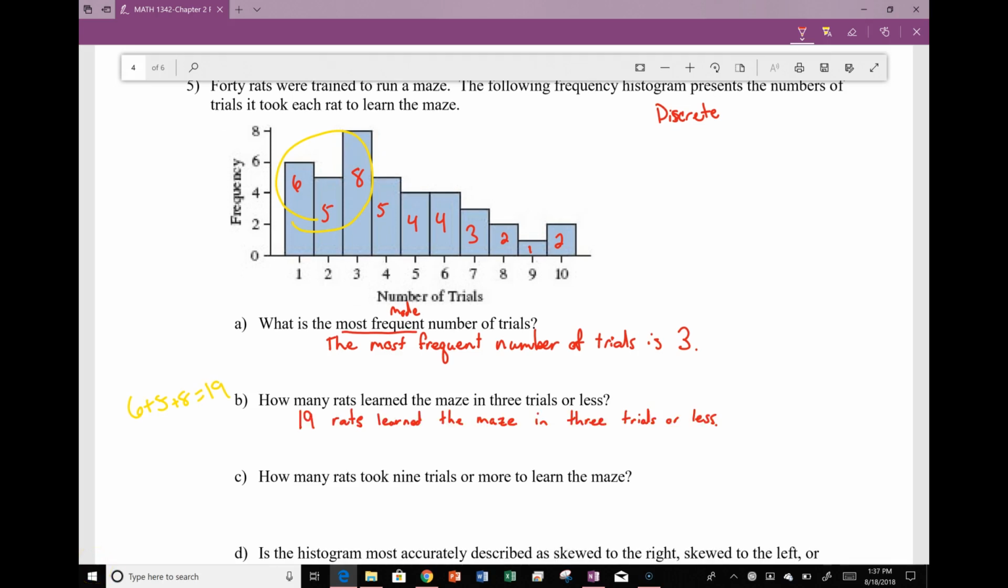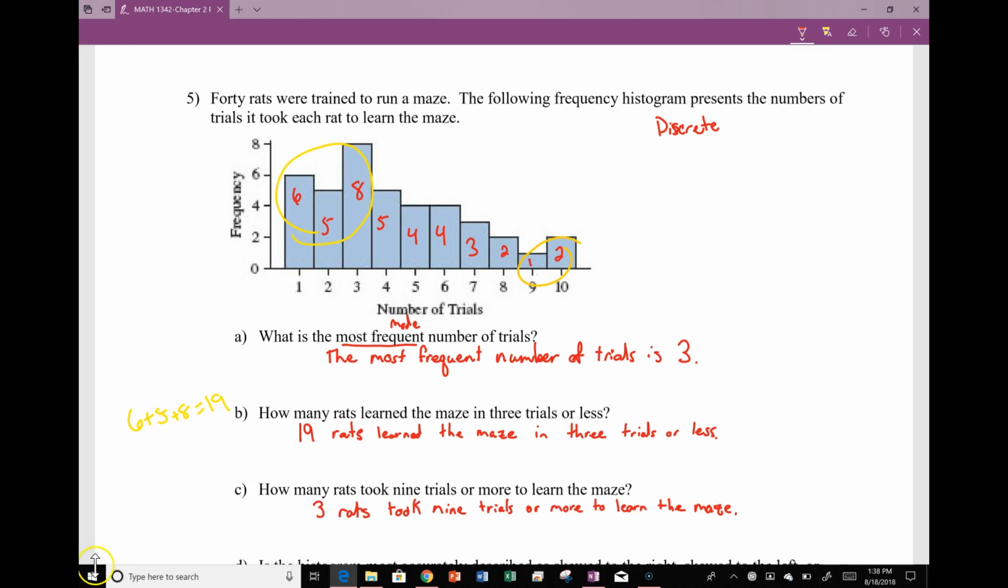How many rats took 9 trials or more to learn the maze? We're talking about 9 trials or more, so that's 9 or 10. So there are 3 rats that took 9 trials or more to learn the maze.